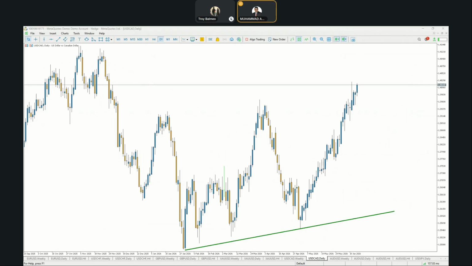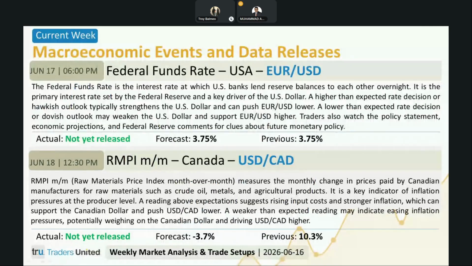A reading above minus 3.7% would suggest stronger than expected inflation resilience, supporting the Canadian dollar. A deeper contraction would reinforce expectations of weakening inflation momentum. Why could USD CAD move after the news release? Well, there are several key drivers for potential price action that include actual RMPI result versus forecast and previous reading, Canadian inflation expectations and producer cost trends, Bank of Canada interest rate outlook, oil and commodity price movements, and US dollar strength and yield differentials.